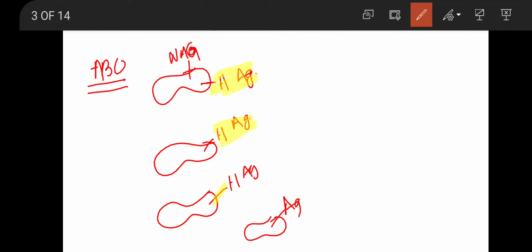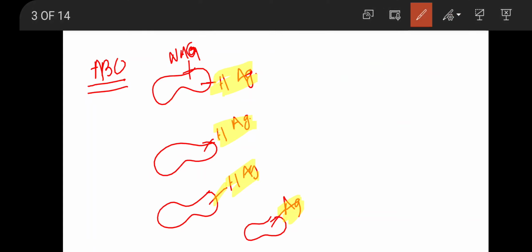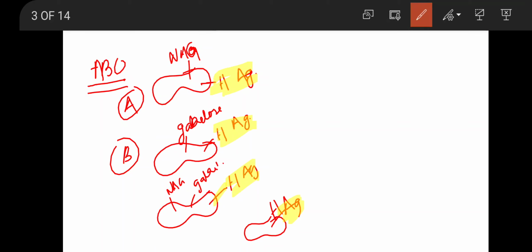If it has additional NAG, N-acetyl galactosamine, then it is blood group A. If it has galactose, then it is B. If it has both NAG and galactose, it is AB. If it has only H antigen, it is blood group O.